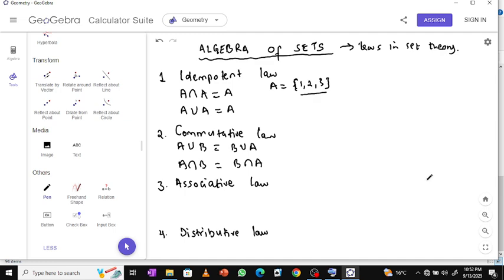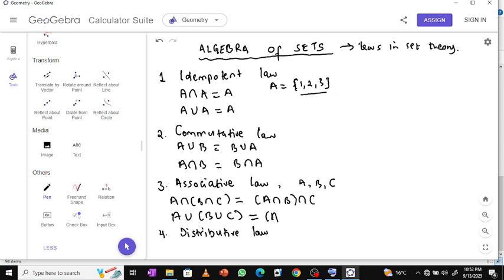And now we have the associative law, where we are given 3 sets, A, B, and C. This associative law says that A intersection B intersection C is the same as A intersection B in brackets, intersection C. Same to union. If you have A union in brackets B union C, our associative law says that it's the same as having A union B union C.